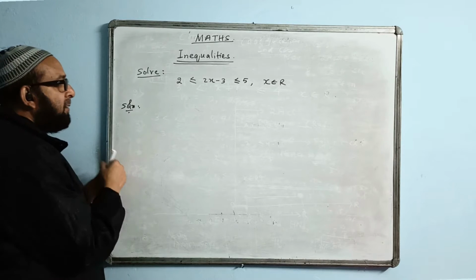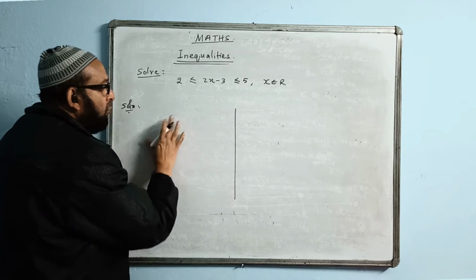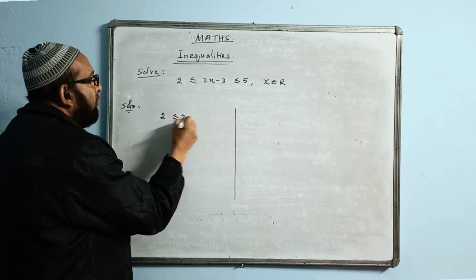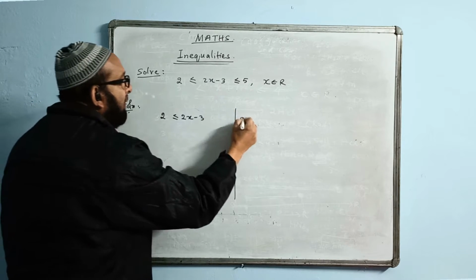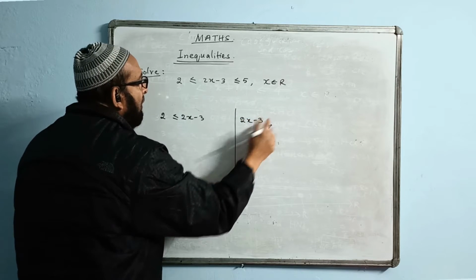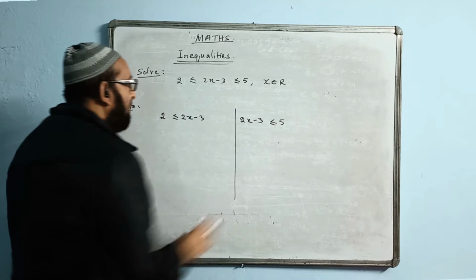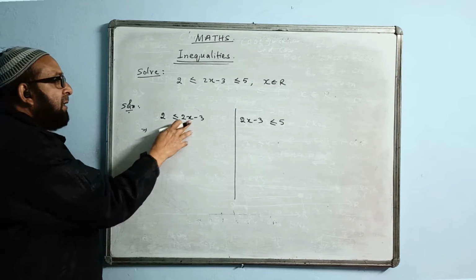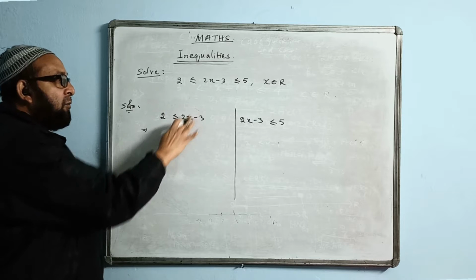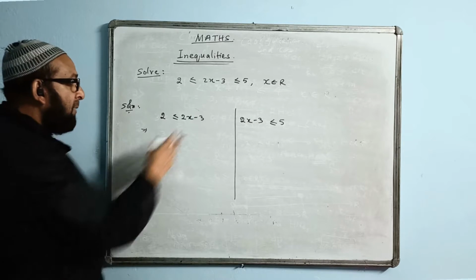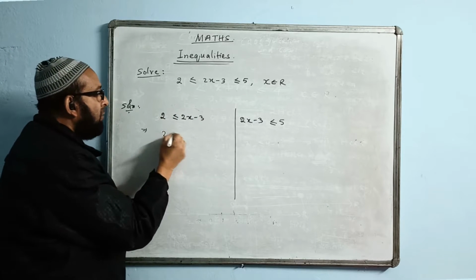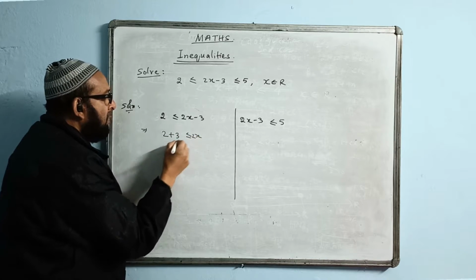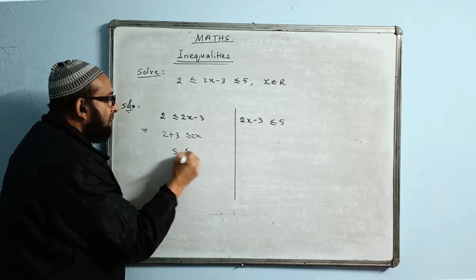So we do it the same way. We separate the question into two parts. We split it into two parts. First part will be written as 2 less than equal to 2x minus 3. Second part will be written as 2x minus 3 less than equal to 5. Now we find the answer. This x, if it comes here, becomes negative. Keep the x there only, so that it remains positive. Minus 3, you will take this side. 2 plus 3 less than equal to 2x. This is 5 less than equal to 2x.